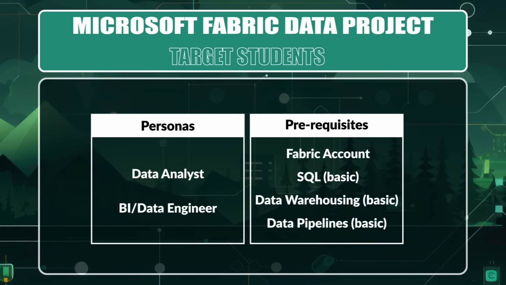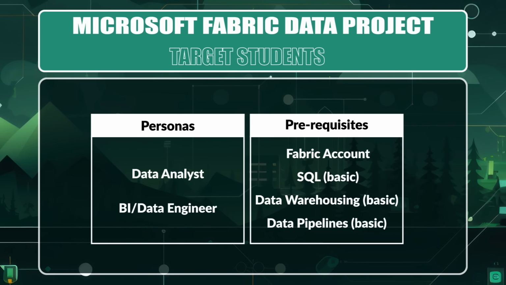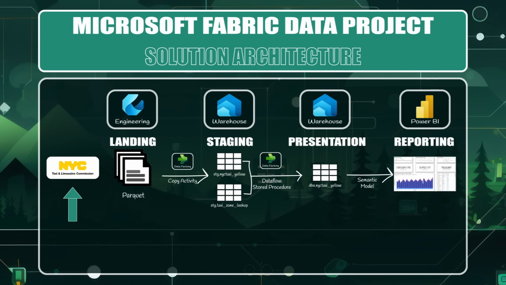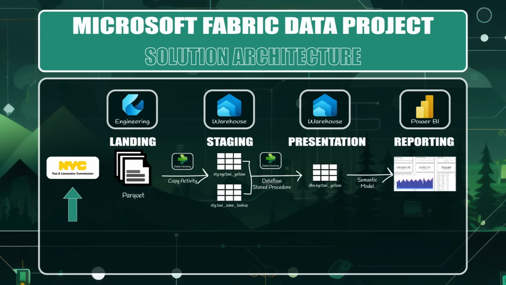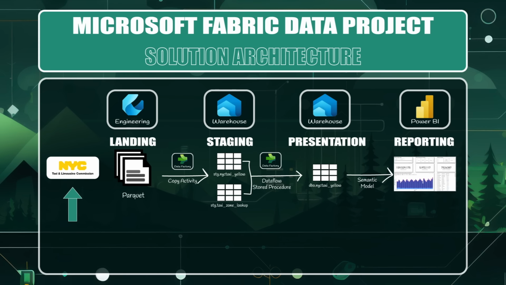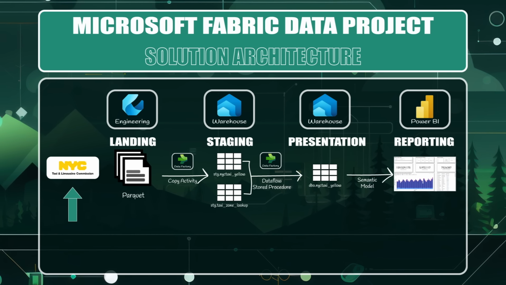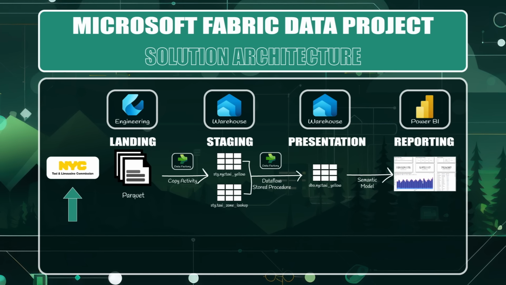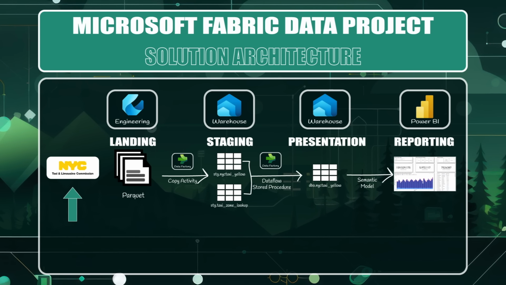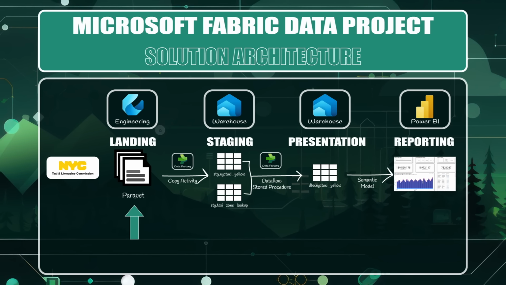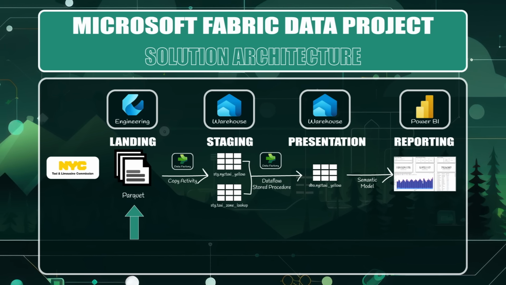So with that being said, let me discuss the overall solution architecture of this project. We'll be using the TLC Trip record data for New York City's yellow taxis. Yellow taxis are also referred to as medallion taxis. They can pick up passengers anywhere in the 5 boroughs of New York City, but are most commonly found in Manhattan. We'll be downloading the available data for 2024 and loading this in a Fabric Data Lakehouse.